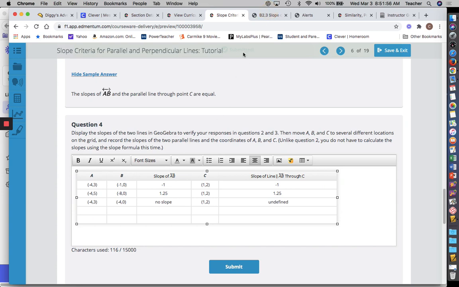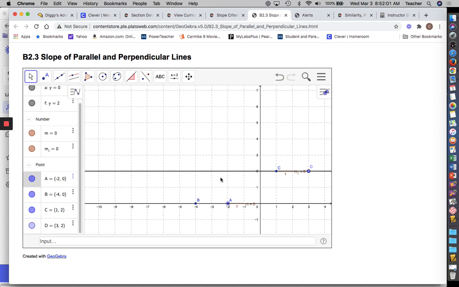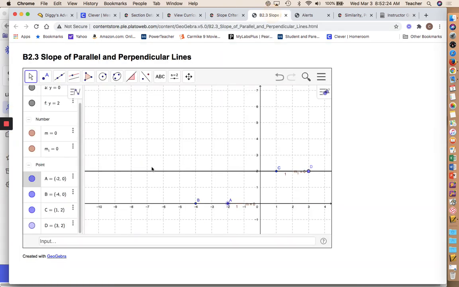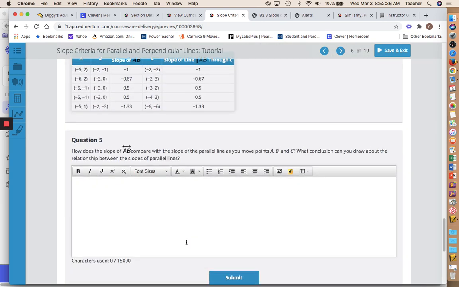Let's make it horizontal. All right, so let me lay that flat. You can see now the slopes are both 0 because all horizontal lines have a slope of 0. So A is negative 2, 0. B was negative 4, 0. Slope was 0 because it's horizontal. And C is 1, 2. All right, so I did a positive, I did a negative, I did a vertical, I did a horizontal. I'm submitting.